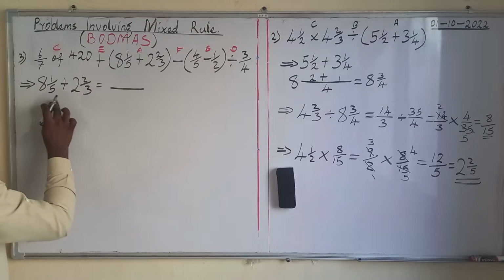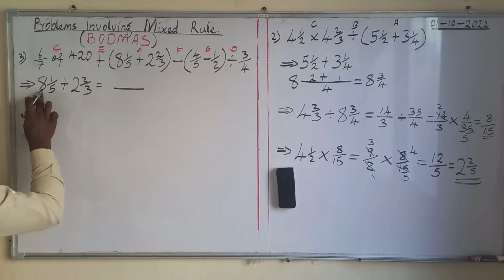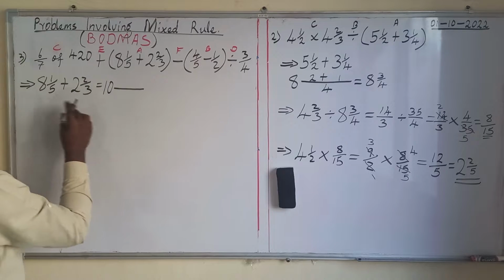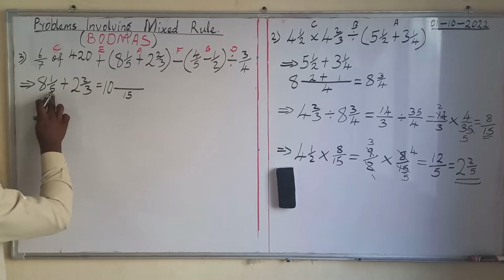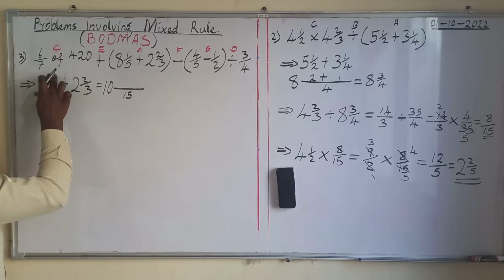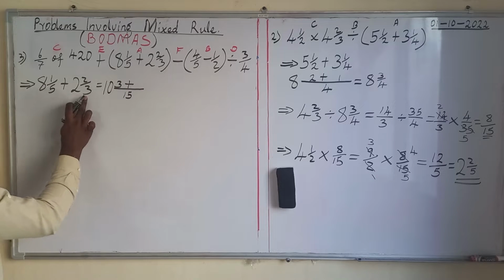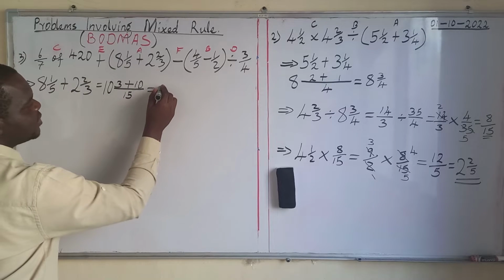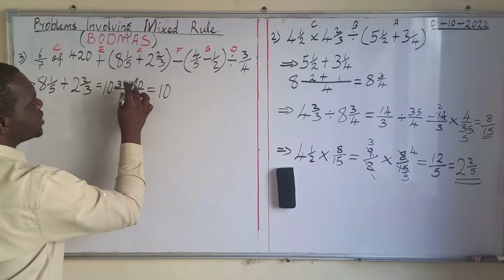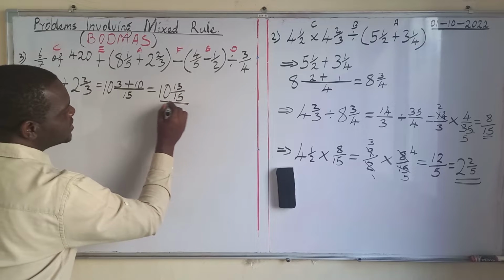Before we go into the LCM, we can add the whole numbers: 8 plus 2, which is 10. And the LCM of 5 and 3 is 15. 15 divided by 5 is 3, 3 times 1 is 3, plus 15 divided by 3 is 5, 5 times 2 is 10. And our answer here will be 10, and 3 plus 10 is 13/15. That is for the first part.